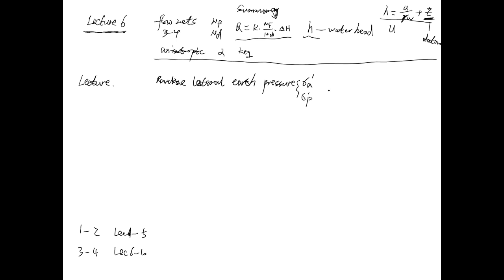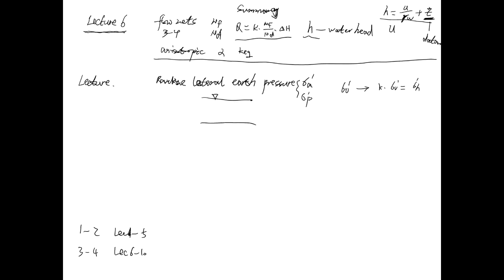But before that, you need to work out sigma V, the effective vertical stress, first. And then sigma V times K gives you sigma H prime, or sigma A prime or sigma P prime. So that's the normal procedure. You need to work out the effective stress first, and then multiply by the lateral earth pressure coefficient to give you the lateral earth pressure. And one more thing is that for some cases, you may have a water table.